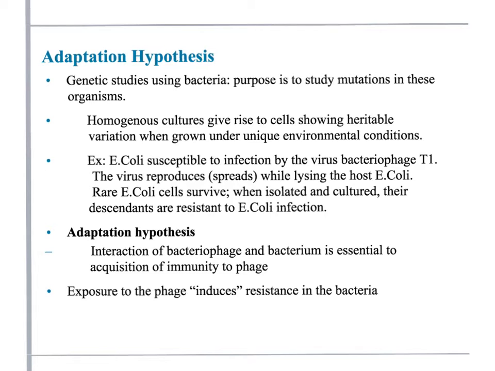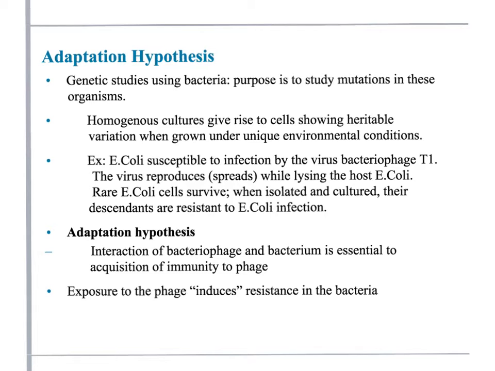It shows that the rare E. coli cells that survived, their descendants are resistant to infection. So that's what the adaptation hypothesis is: that there's an interaction of a bacteriophage and a bacterium, and that the interaction is essential to acquiring immunity to the phage. Exposure to the phage induces, or brings about, that resistance in the bacteria. So we know that concept.